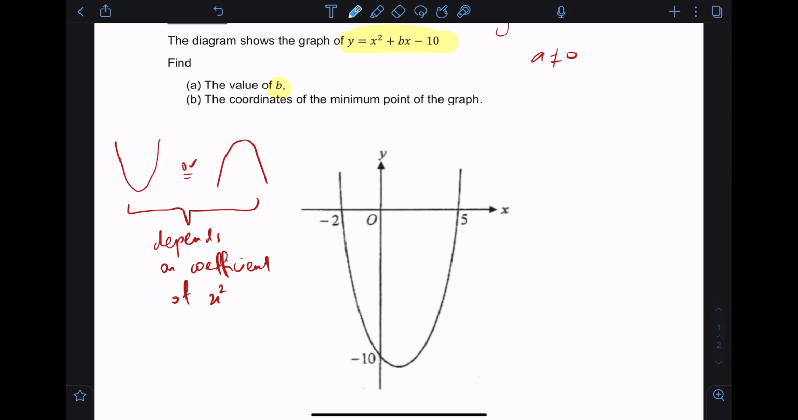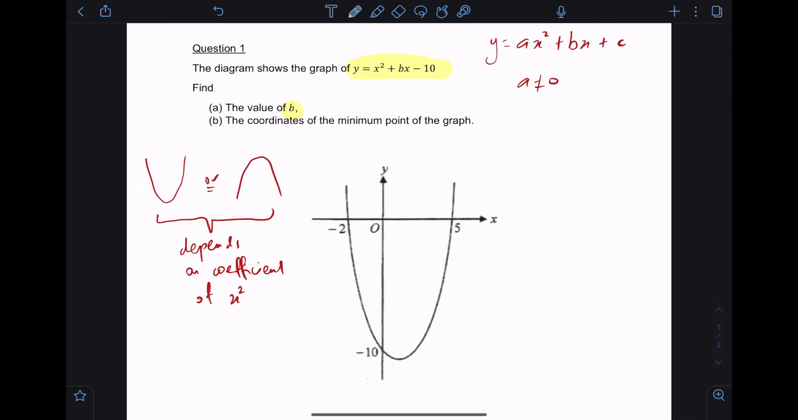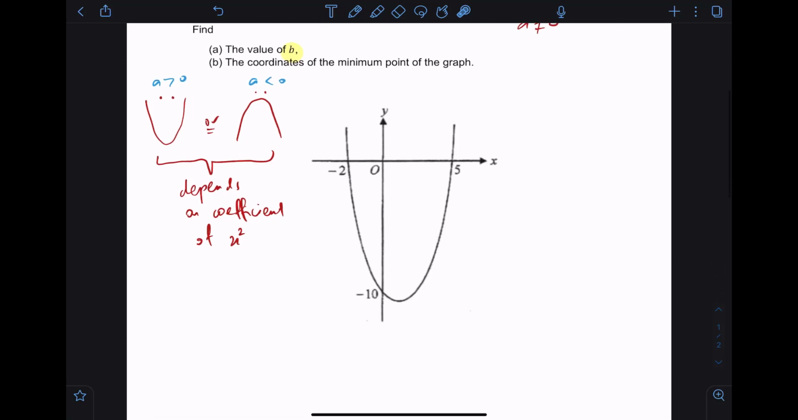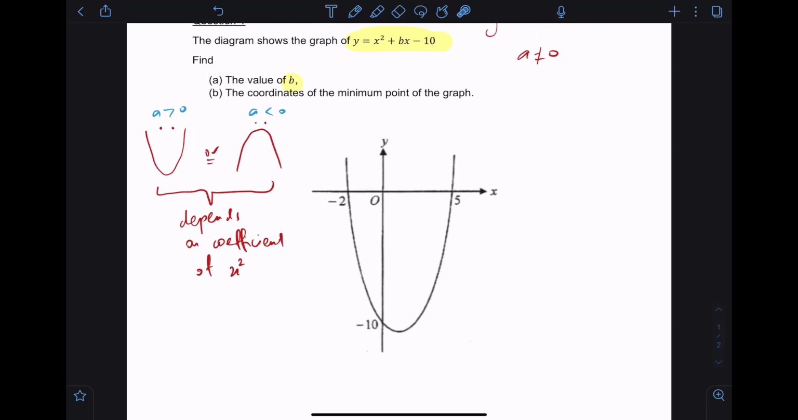Let's say the coefficient of x squared, which is a, is positive, more than 0. You'll have a smiley face. If the coefficient of x squared is negative, less than 0, you will have a sad face. So what is smiley face, sad face? Whenever someone is very positive, that person likes to smile. When someone's negative, that person is always very sad. So that's how you can remember the shapes of the quadratic graph. So how do we find the value of b? We need one coordinate. We can use this, we can use this, but we cannot use this.